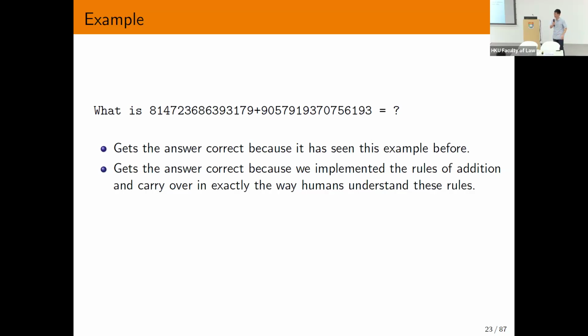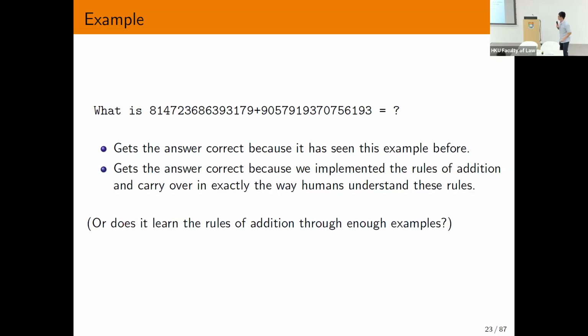You see enough examples, you hope that it's correct. Or does it learn the rules of addition through enough examples? I don't know. Until we can peel open the layers of the LLM and ask what's going on over here, it's hard to know. Okay, so anyway, let's talk about this part over here. Can we do this thing over here?